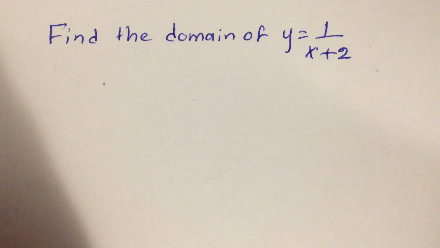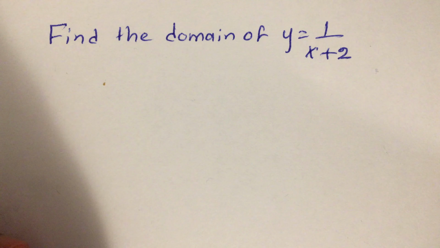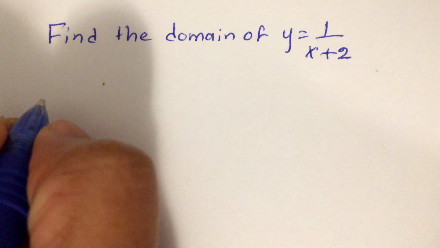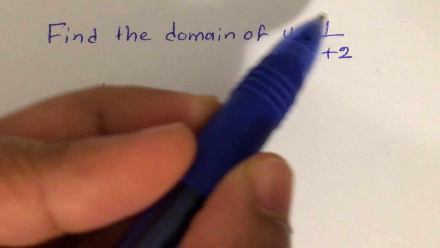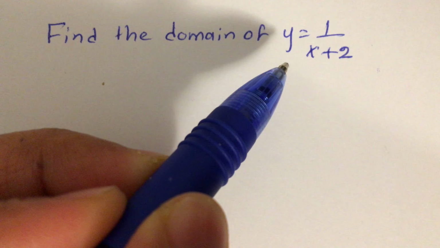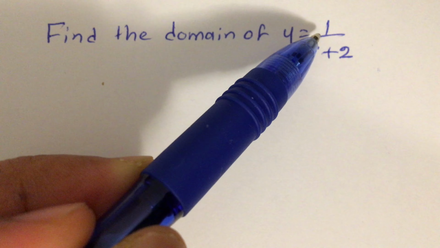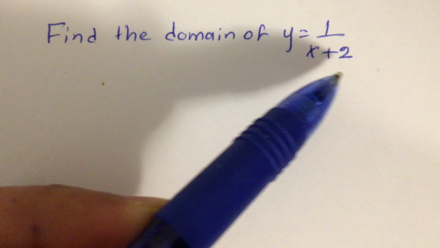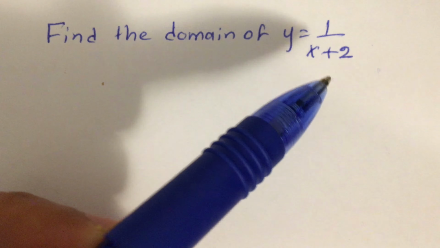So today this is the problem I'm gonna solve. You have to find the domain of this function y equals 1 over x plus 2. If you look at the function, you can see this function is in the fractional form. In the numerator you have 1 and in your denominator you have x plus 2.